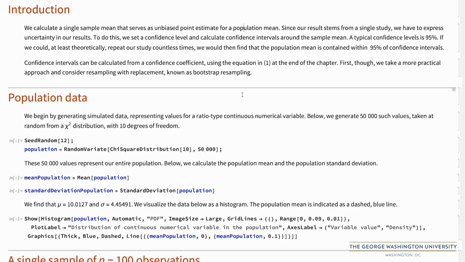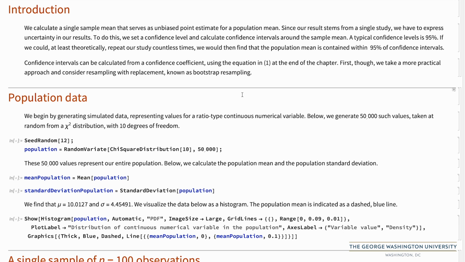Now, we have an equation to calculate confidence intervals around a mean. But this is a series on simulation. So what we're going to do, we're going to use a computer and we're going to simulate the process of calculating confidence intervals. So to begin with, I'm going to generate values for a continuous numerical variable, and I'm going to simulate these values for a population that contains 50,000 subjects. That should be enough subjects in our population.